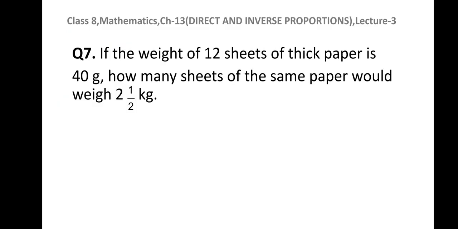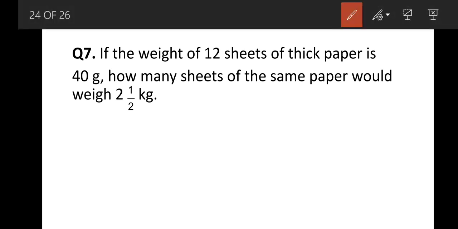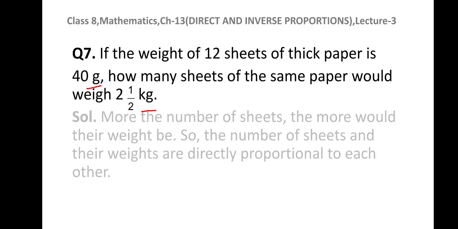Question number 7 is, if the weight of 12 sheets of thick paper is 40 grams, how many sheets of the same paper would weigh 2.5 kg? Now, one point is to analyze the question and find out whether it is a question of direct or inverse proportion. The next point to keep in mind is their units. Here it is given to you in grams and this is given to you in kilograms. So you are supposed to take care of this unit also.